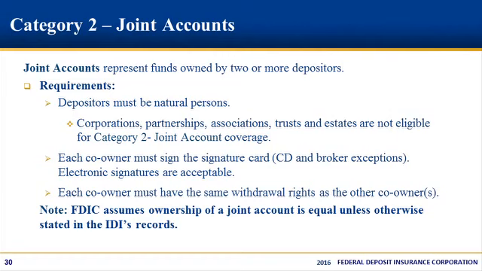Let's move to our second ownership category of deposit insurance coverage available to individuals, which is joint ownership coverage. The requirements for joint ownership coverage are: first, each co-owner must be a natural person. The FDIC occasionally receives questions about setting up joint accounts with, say, a corporation or a trust. This arrangement would not qualify for joint account coverage.